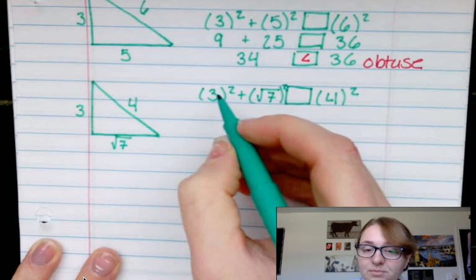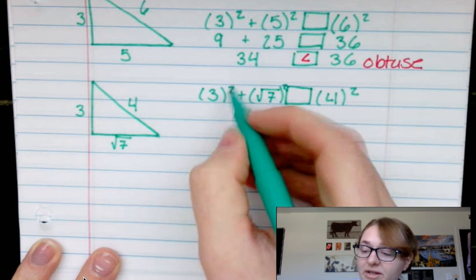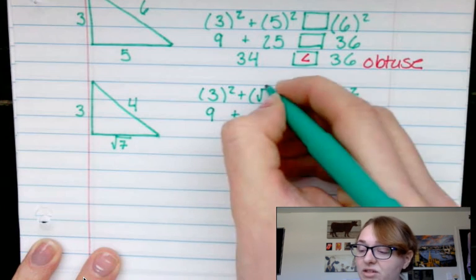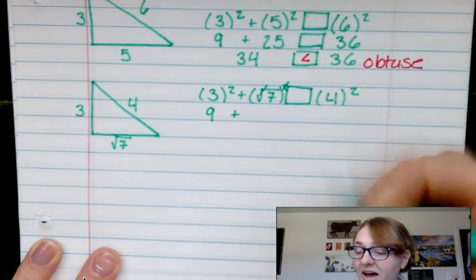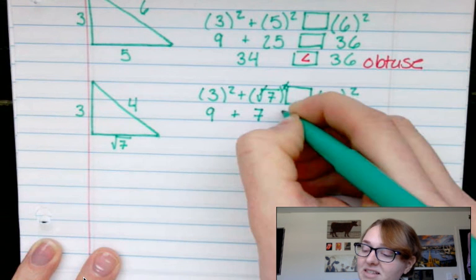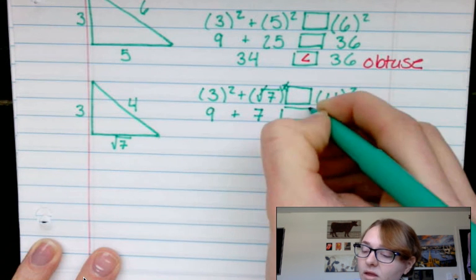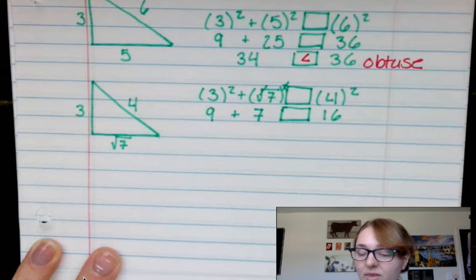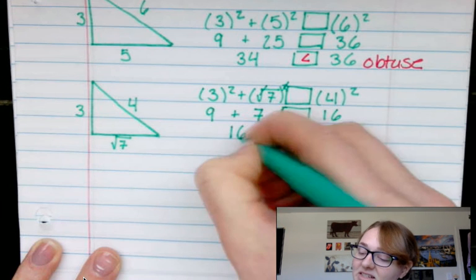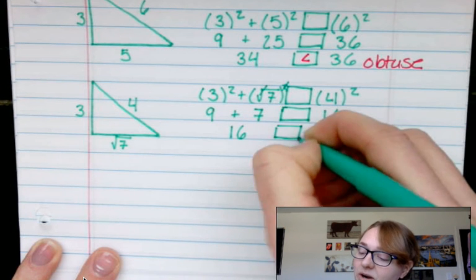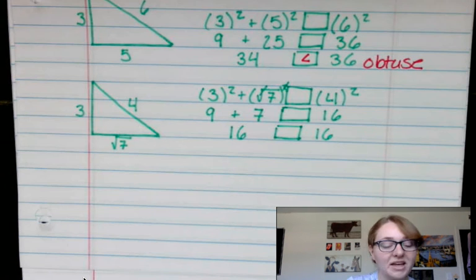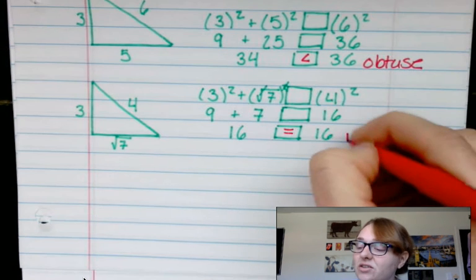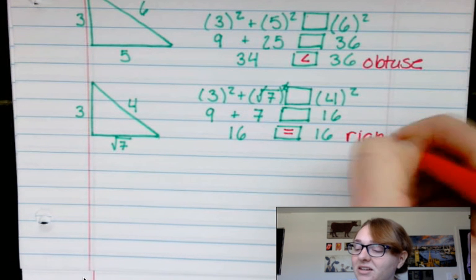Using our big brains, 3 times 3, or 3 squared, gives us 9. And we learned on Monday that the square root and the square cancel out, so we are just left with that 7. Okay, and then 4 times 4 gives us 16. 9 plus 7 gives us 16, and comparing that to our answer of 16, we can see that 16 is in fact equal to 16, so this is a right triangle.